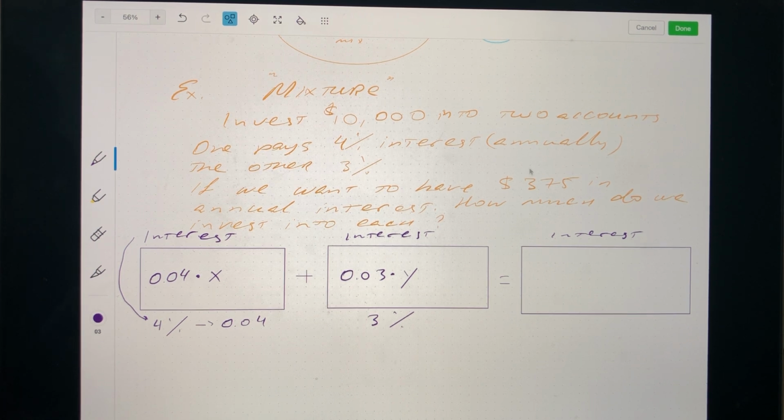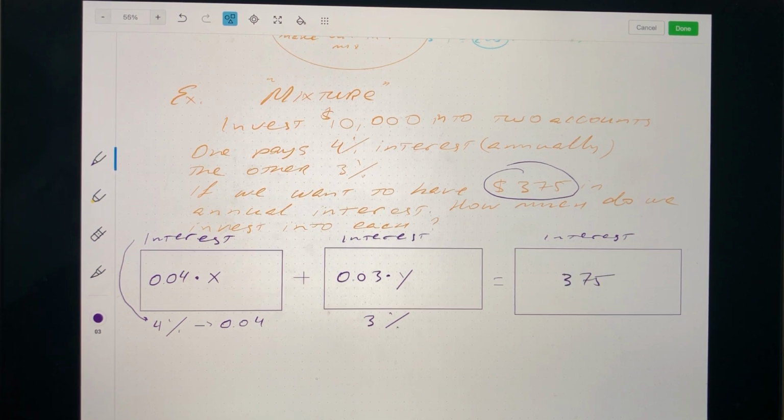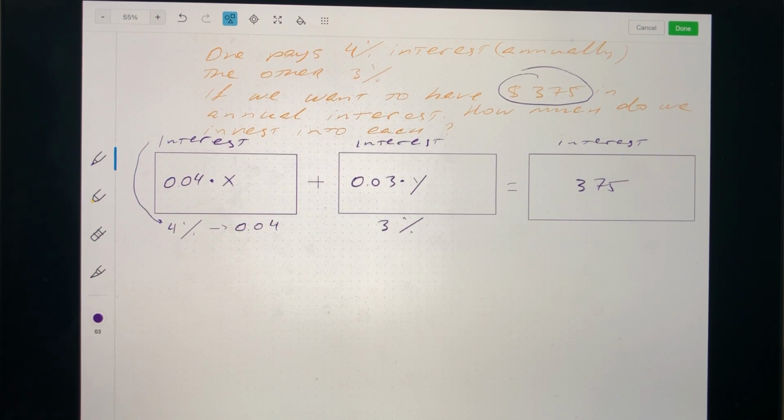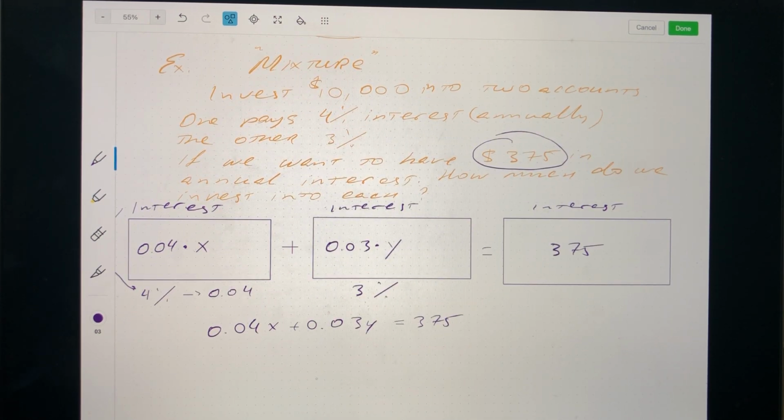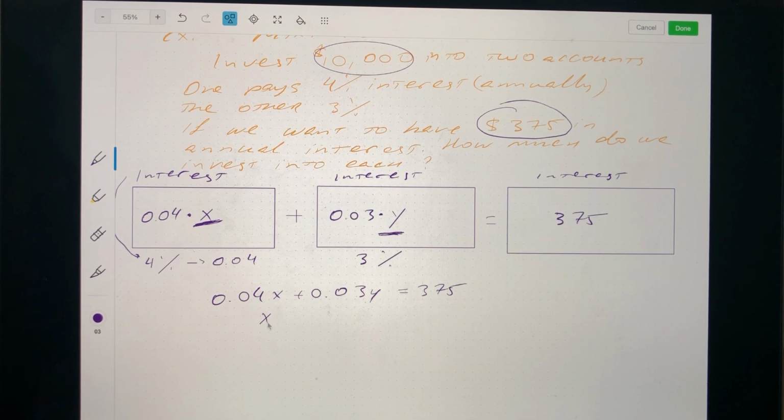And the total interest we know is 375. So 375 goes into that box. This gives us the first equation: 0.04x plus 0.03y is 375. We need as many equations as unknowns, which means we are missing one more equation. To find it, we know that the amount we put into the 4% and the amount we put into the 3%, the total has to be equal to 10,000. So x plus y should be equal to 10,000.